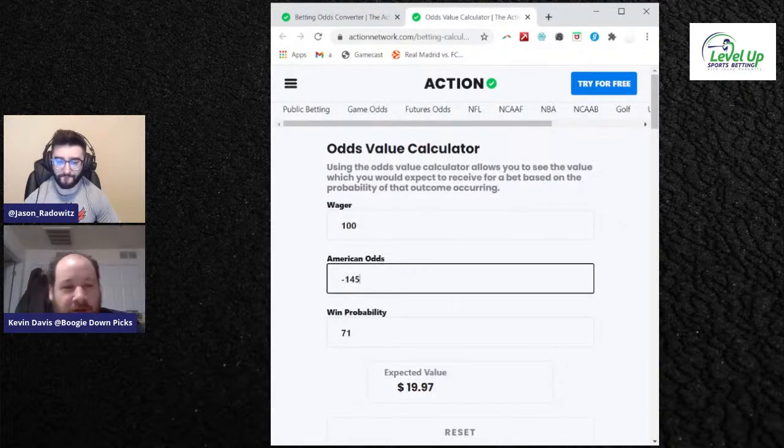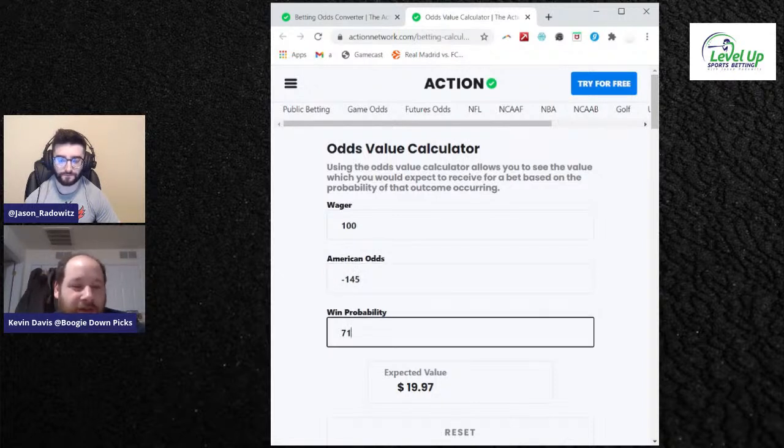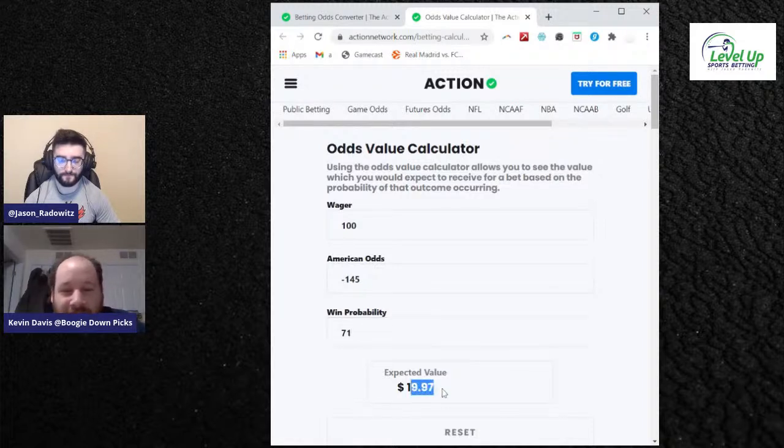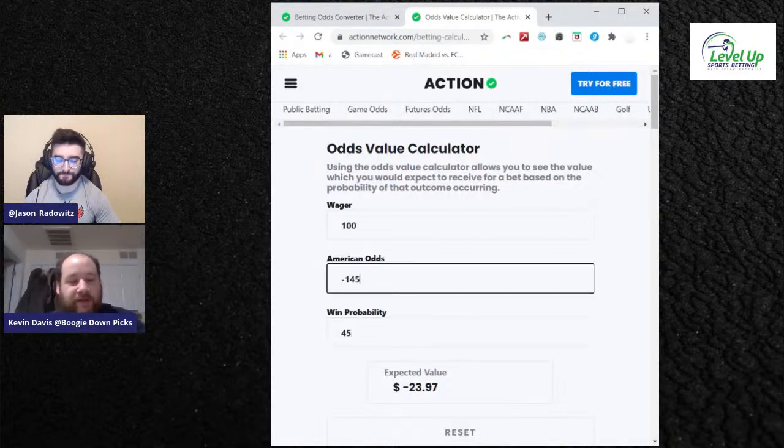So there you go, the odds value calculator. We're just going to keep it simple. You're betting $100, and it's priced at minus 145, and you think it has a 71% chance of happening. So your expected value would be $19.97. Or let's do another example. Let's say you think something has a 45% chance of happening, and it's priced at minus 110. You should expect to lose $14 on a $100 bet.